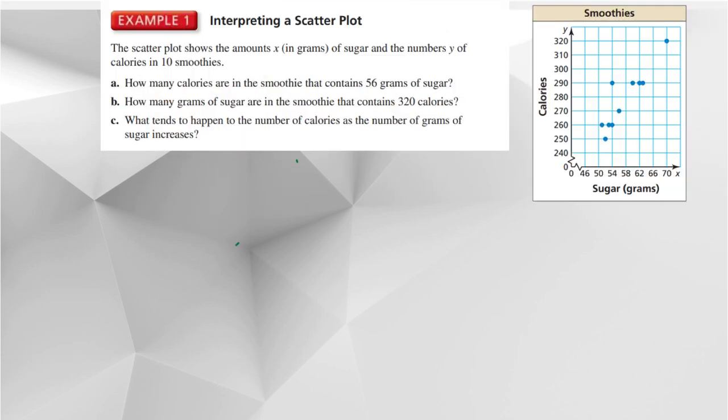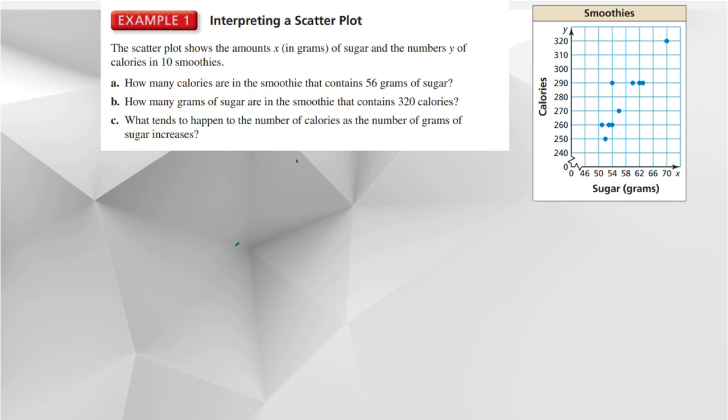Here, in example 1, we interpret a scatter plot. The scatter plot shows the amount of x, which is grams of sugar, and the number of y, calories, in 10 smoothies. So we know that we are comparing 10 smoothies, the amount of grams of sugar to the calories.